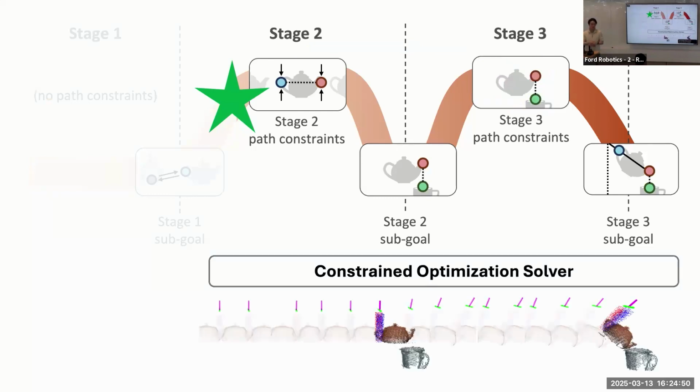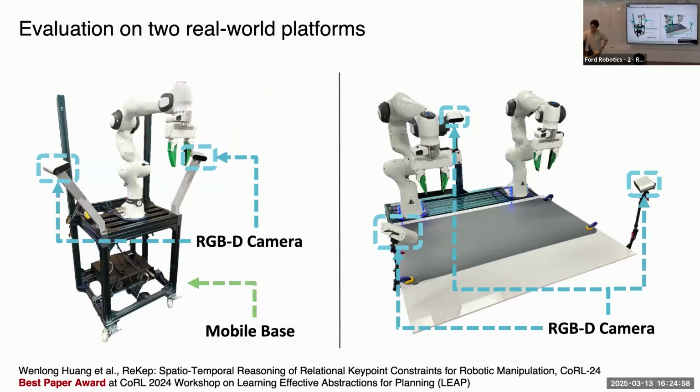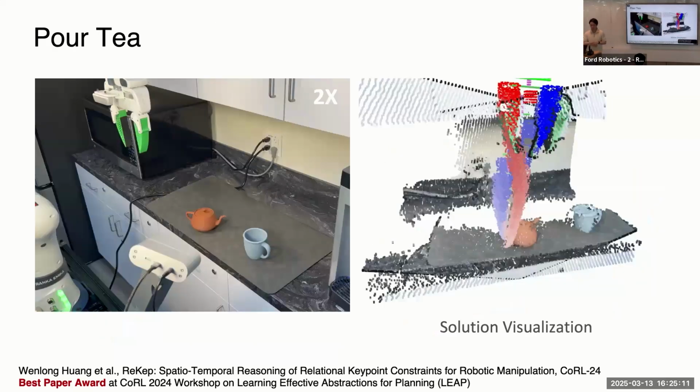And we do the optimization from there to be robust to whatever unexpected events happen inside this environment. We evaluate these systems on 2 real-world platforms. The first one is a mobile robot, not really mobile, it's just a cart with an arm that we move around. On the right, we show this bimanual manipulation setup. And here we show our results.